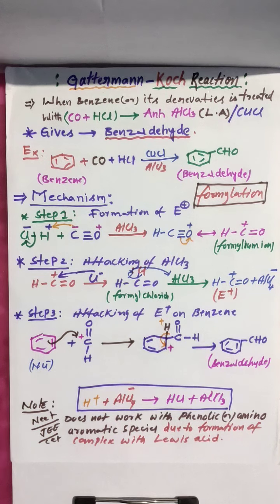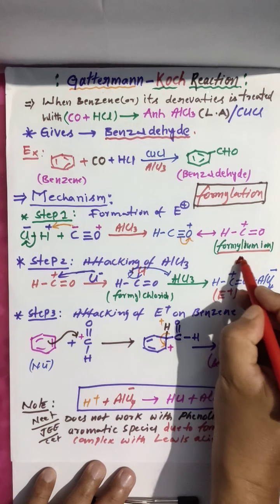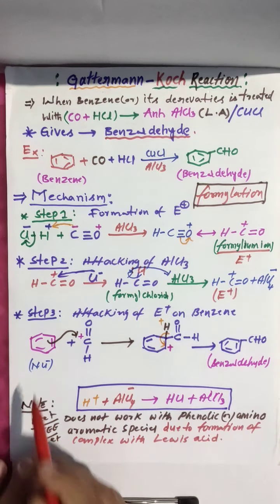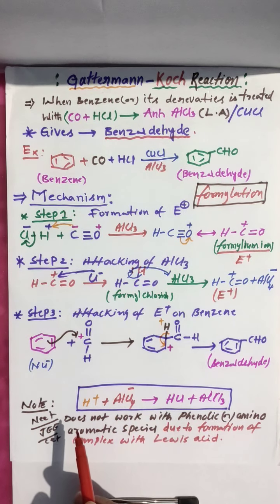Remember my dears, here the Lewis acid is anhydrous AlCl3 and the electrophile is the formylium ion. This is the formylium ion. It acts as an electrophile and benzene acts as a nucleophile. Clear? This is an aromatic substitution, an electrophilic substitution, because we are adding an electrophile. So along with the mechanism you learn, then it is easy for you.